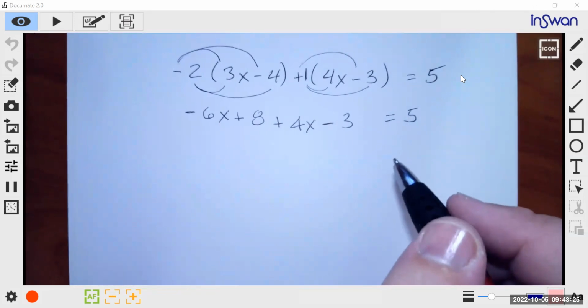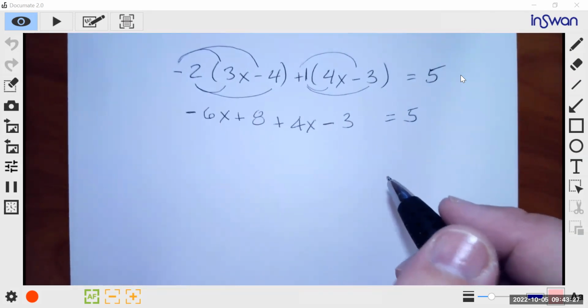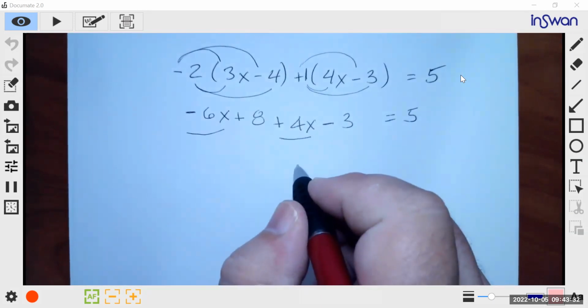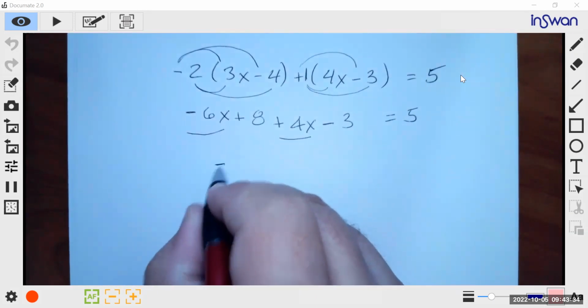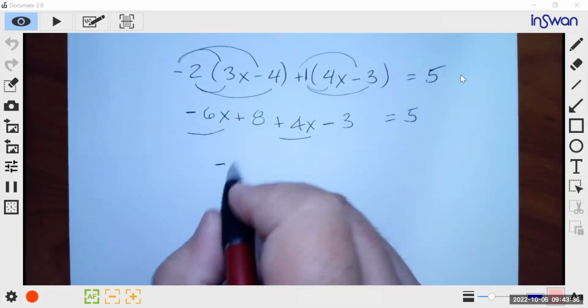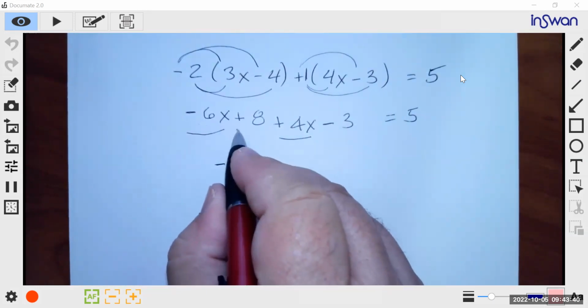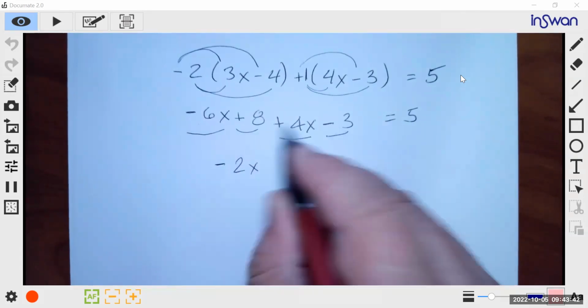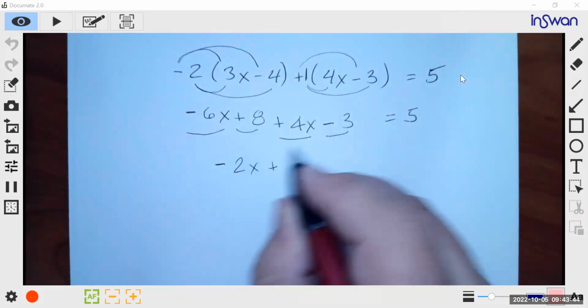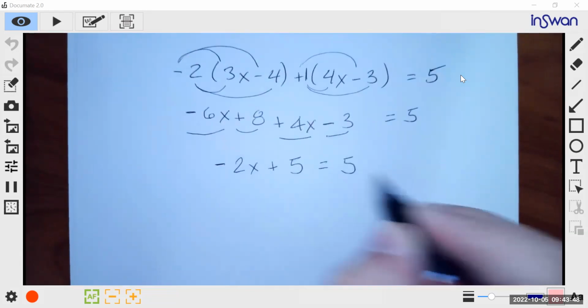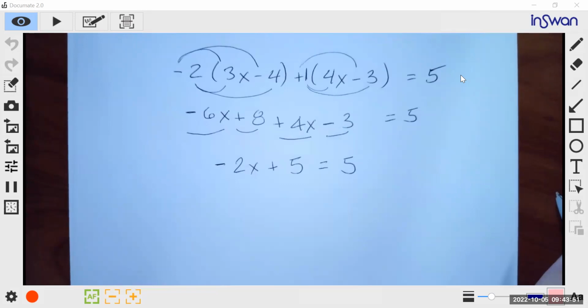Once you get rid of the parentheses, combine like terms. Negative 6 and positive 4. 6 is bigger, so the answer is negative. 6 minus 4 is 2. Positive 8, negative 3. 8's bigger, so it's positive. 8 minus 3 is 5. Equals 5.